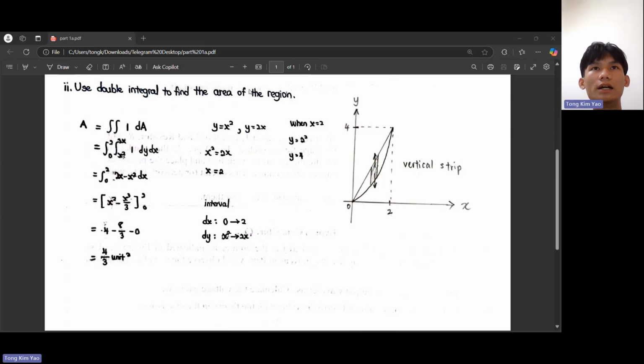Next, we need to find the area of the region. Since both curves have intersection points, we can use this equation to get the values x equals 2 and y equals 4. By using the vertical strip technique, we can get the interval for dx and dy, and we apply it into the formula. We will get the area of the region is 4/3 units squared.